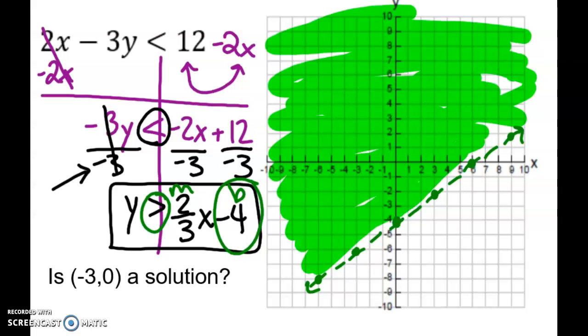Now I am going to see whether this point that's given to me is a solution or not. I know that all of the points that are inside this area are solutions. So let's see if that point is in this area. Negative 3, 0. Negative 3, 0 is right here on the x-axis. It is in the shaded region, so yes, it is a solution.